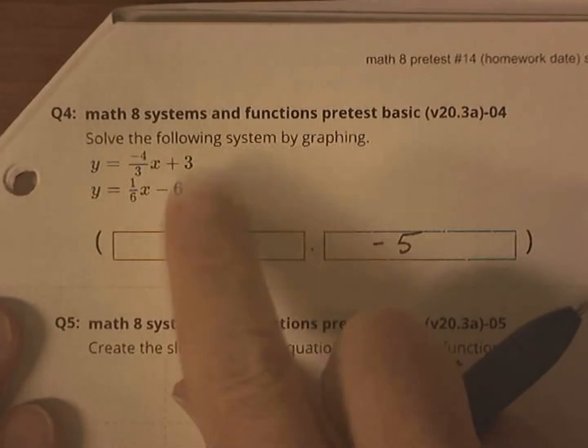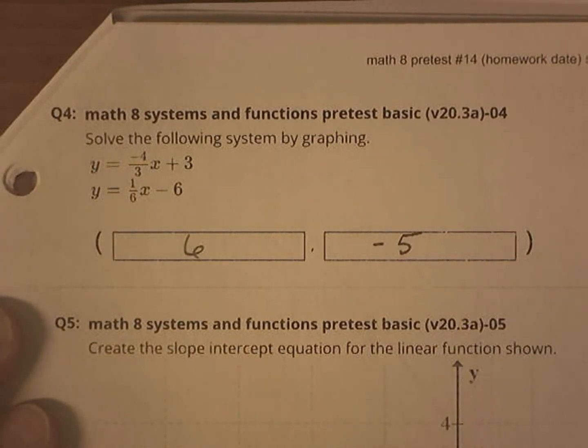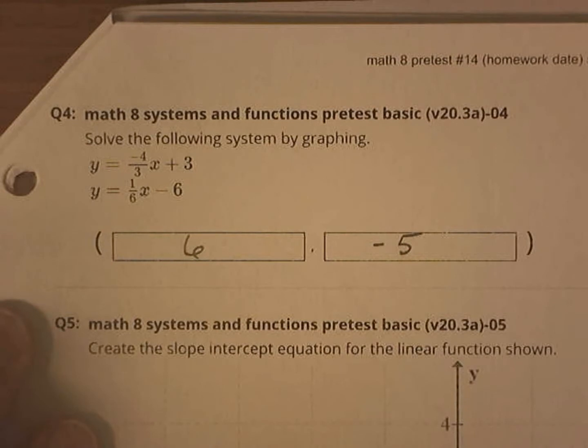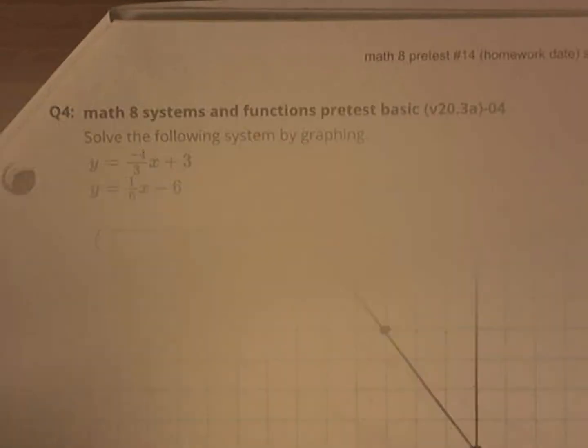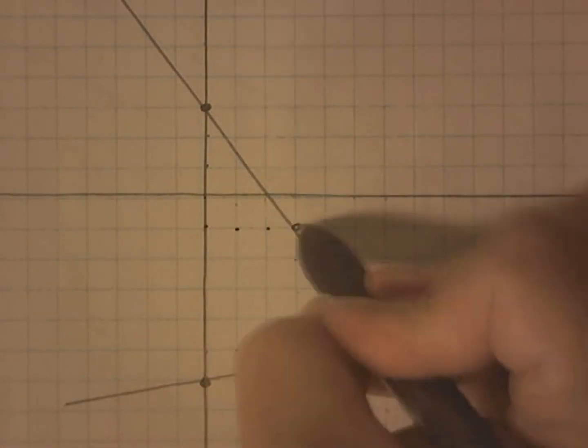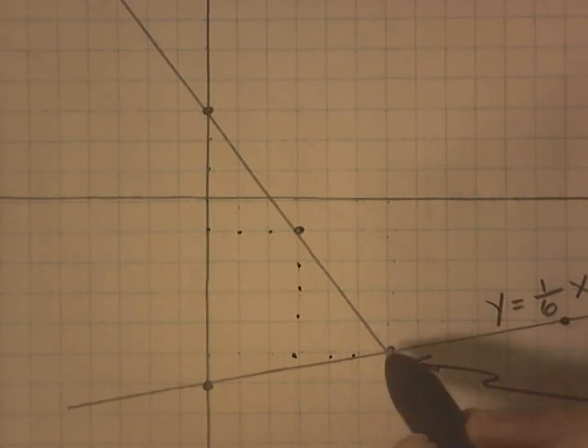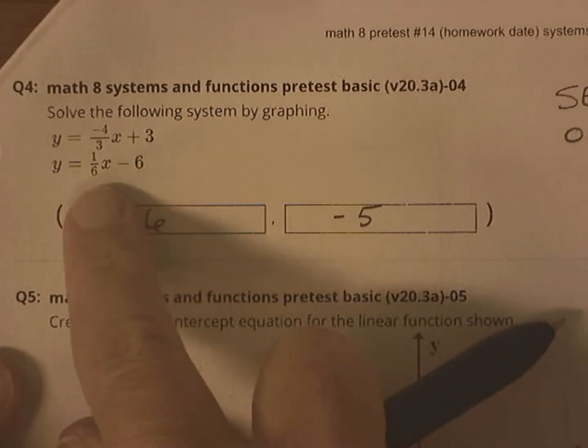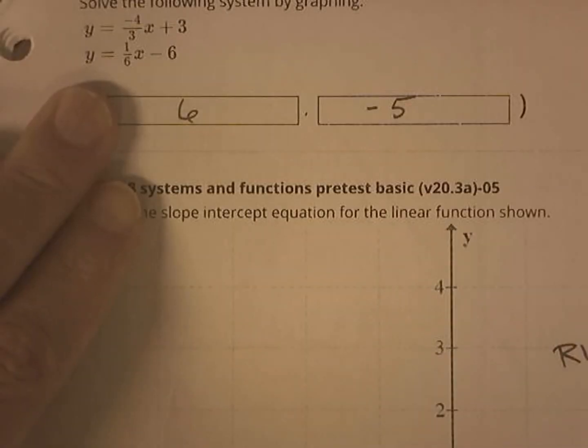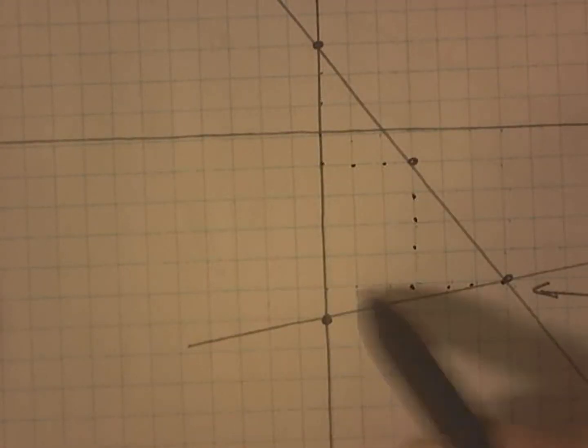The next one, solve the following system by graphing. So I've got two slope-intercept equations. The first one is going to start at 3 and go down 4 over 3. Starting at 3, going down 4, over 3. The second equation, right here, is going to start at negative 6 and go down 1 over 6. Excuse me, go up 1 over 6. Start at negative 6, go up 1 over 6.